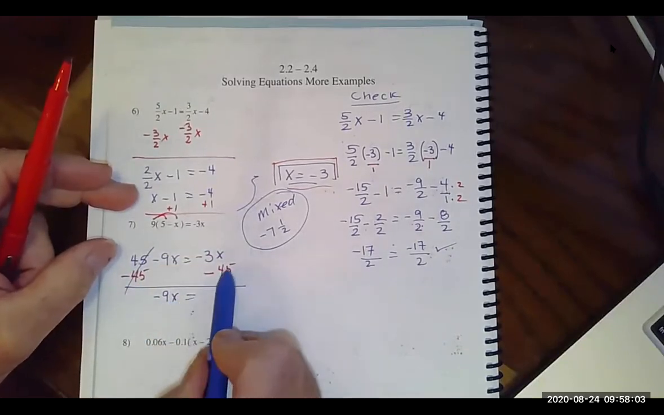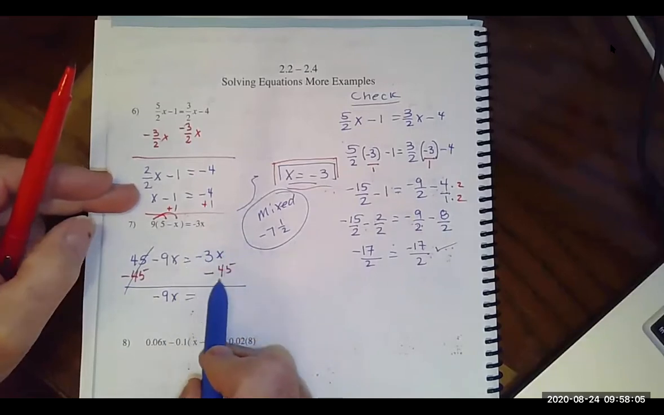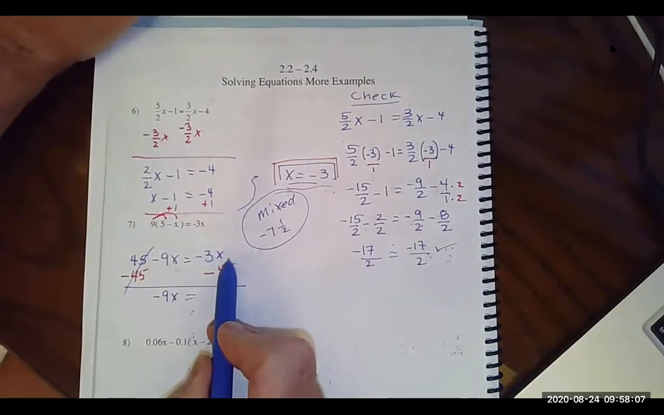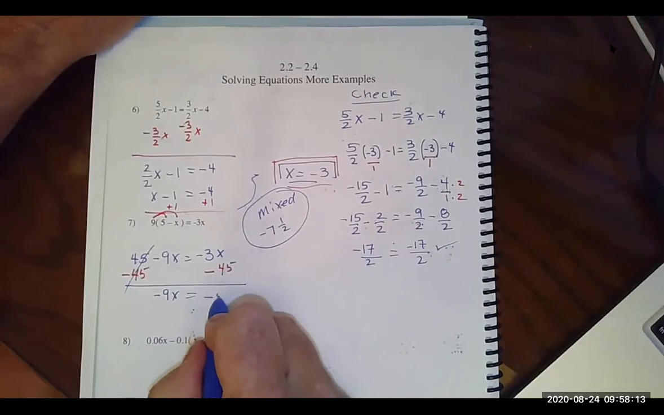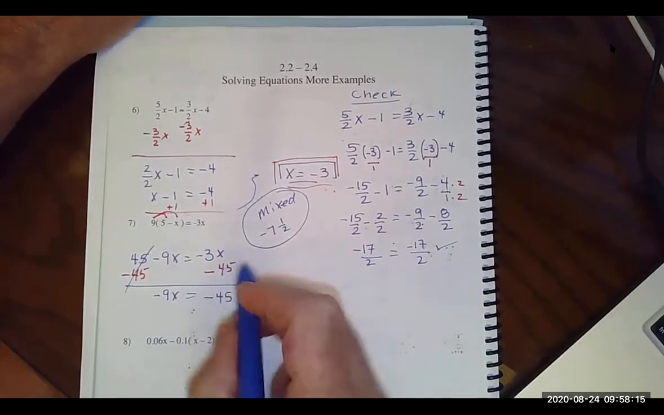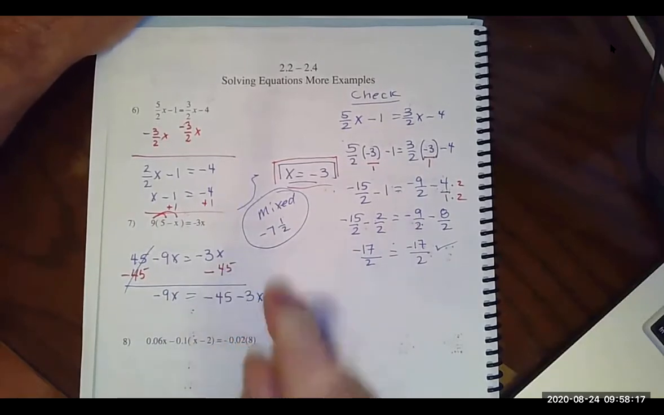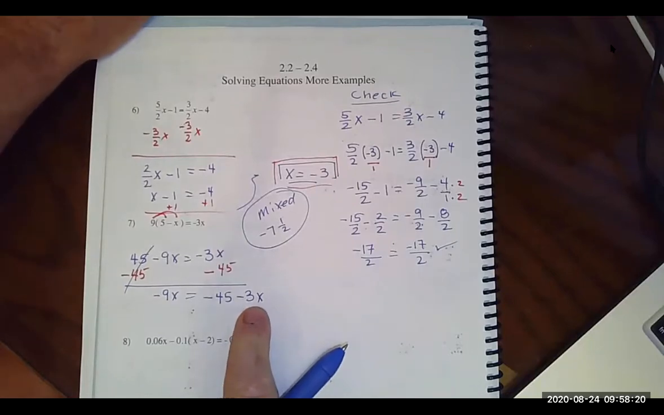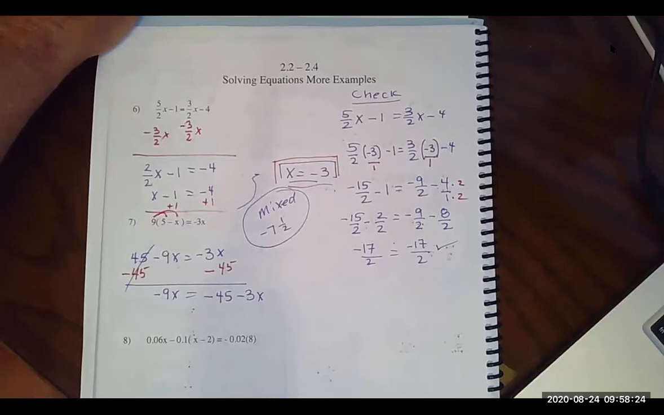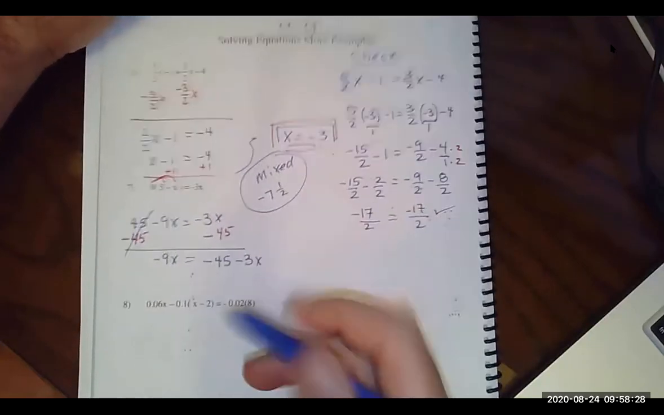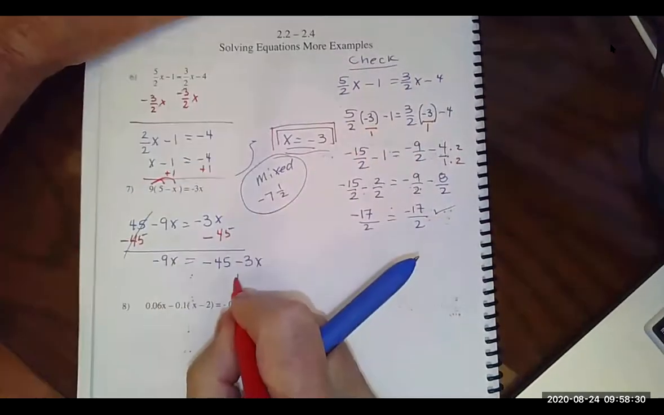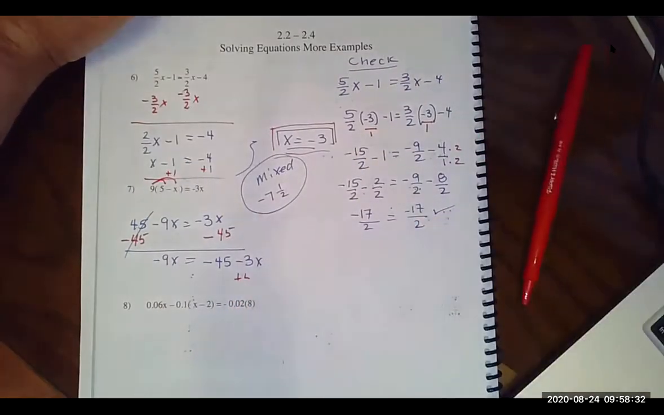Now, these are not like terms, so you've got to write them separately. It doesn't matter whether negative 45 is first and then minus 3x, or make that first and that second. It doesn't matter. Okay, the next thing is to move the 3x over this way. So I'm going to add, not 4x, 3x.